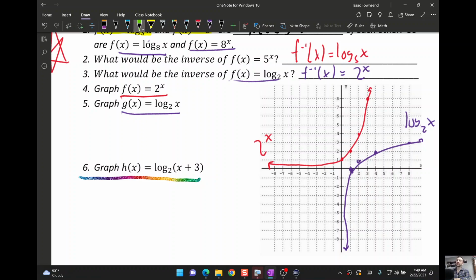Now, it's not really important right now, but notice this line of symmetry at y equals x also. So there's our visual confirmation that those are inverses of each other.